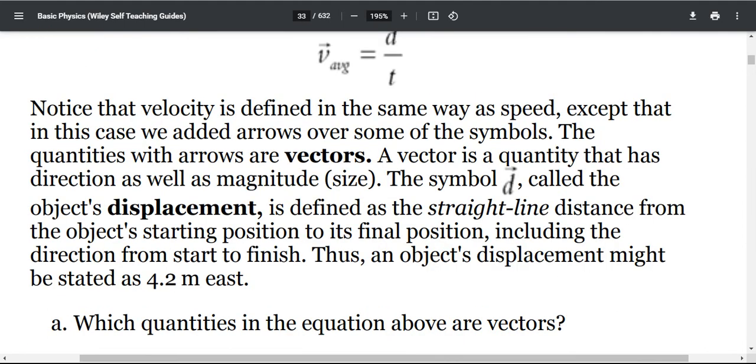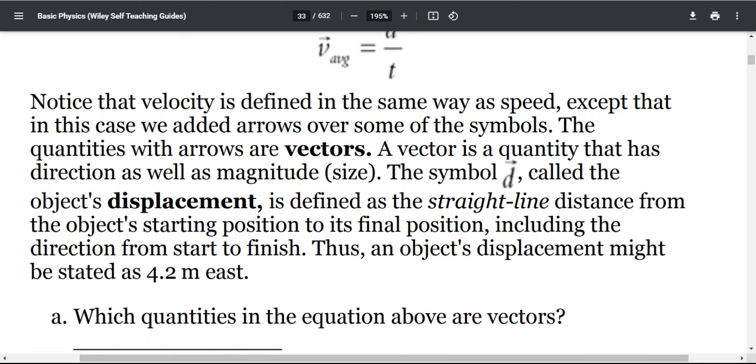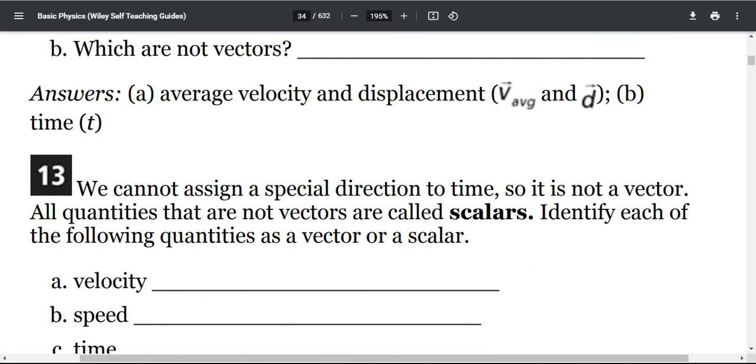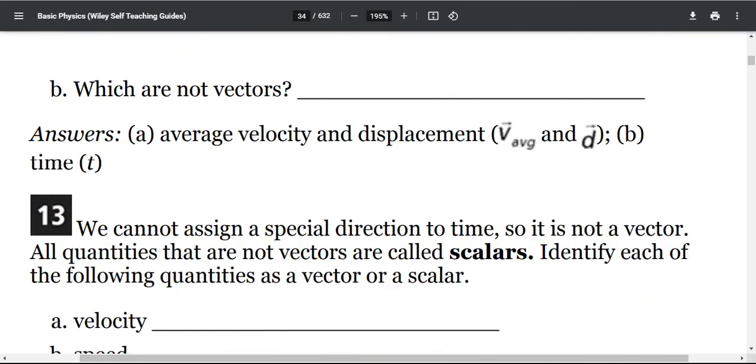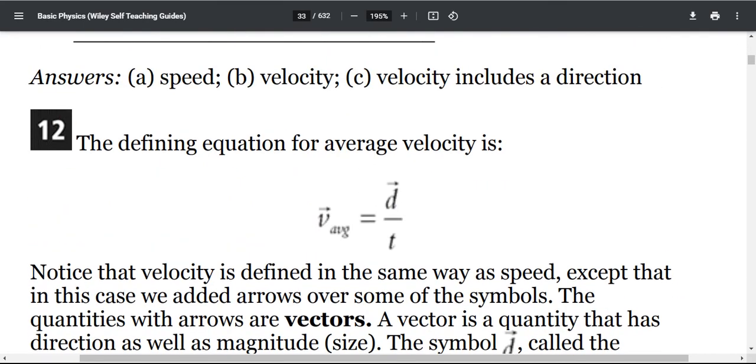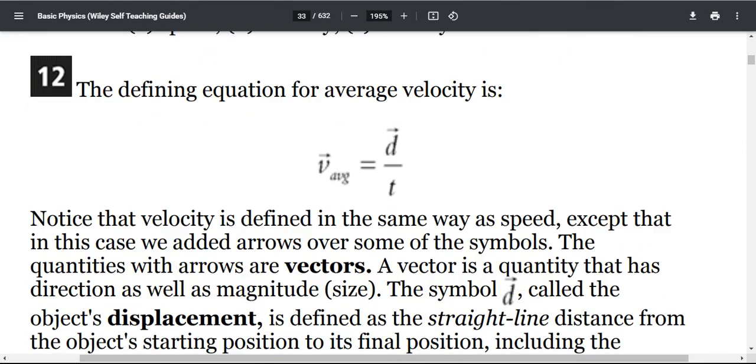This equation has arrows: v with an arrow equals d with an arrow over t. As you can see, v and d have arrows, so these are obviously vectors. This is the equation for average velocity, and velocity is a vector. Now tell me, is speed a vector or a scalar?